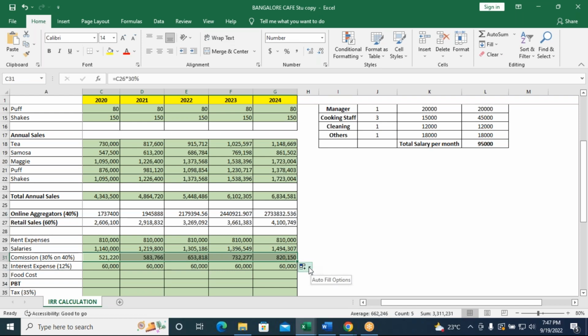If there is any increment or hike, then in the next year we need to add that hike or increment. If it is not there, I'll just select and drag. Got it, ma'am?